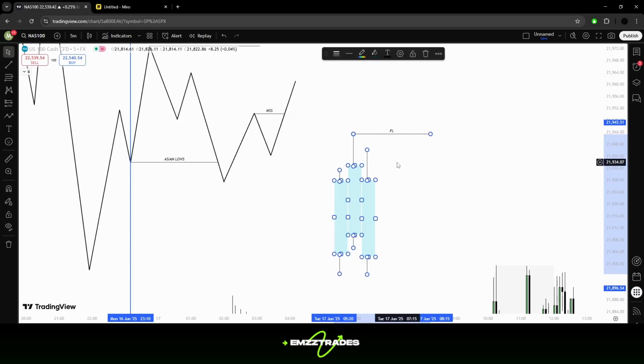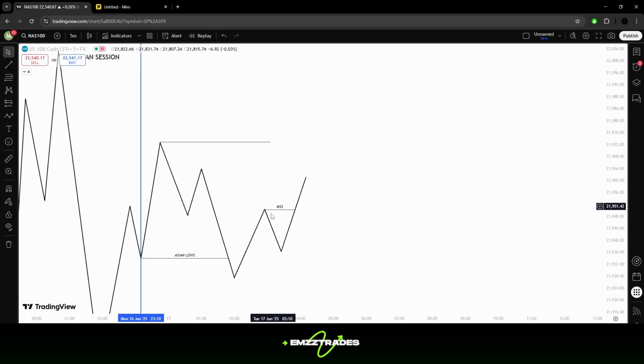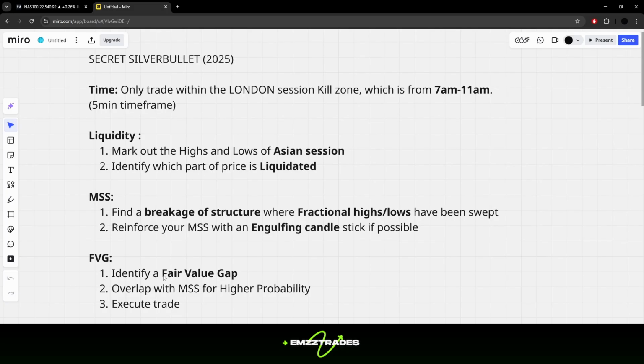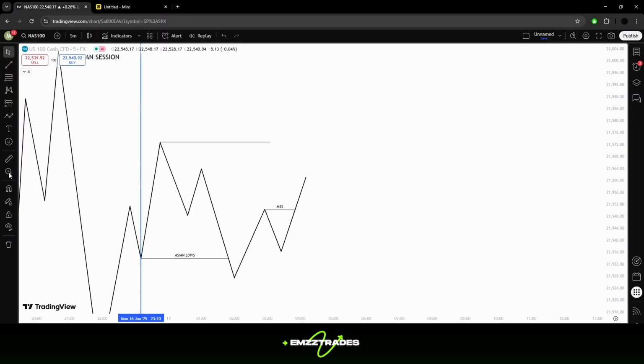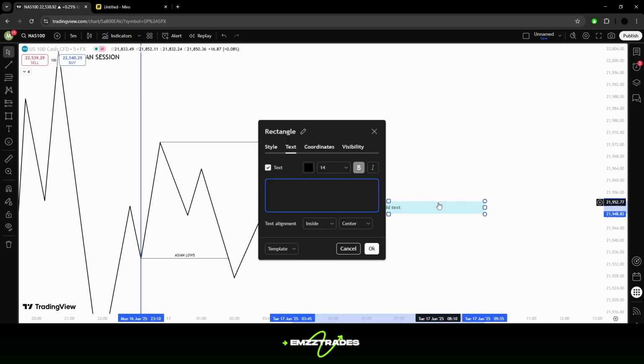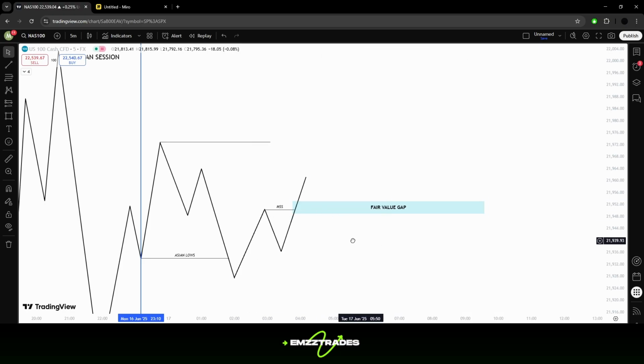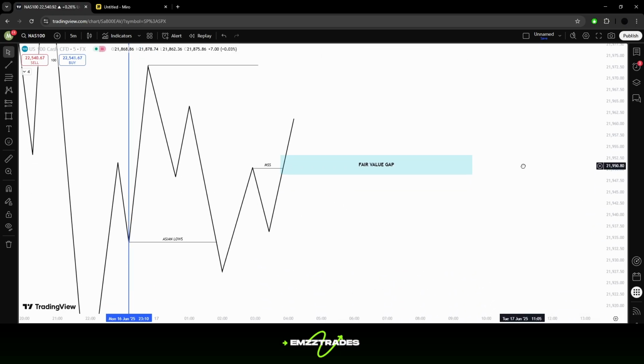So once we actually do get the fractal high, all we've got to do is mark out our market structure shift, and as soon as we do that, now we need to just identify a fair value gap, right? So as soon as we mark out our market structure shift, we identify the fair value gap right here, which will probably overlap with the market structure shift, and we name this fair value gap. And now all we've got to do is actually enter our trade and wait for it to go up to completely smash take profit.